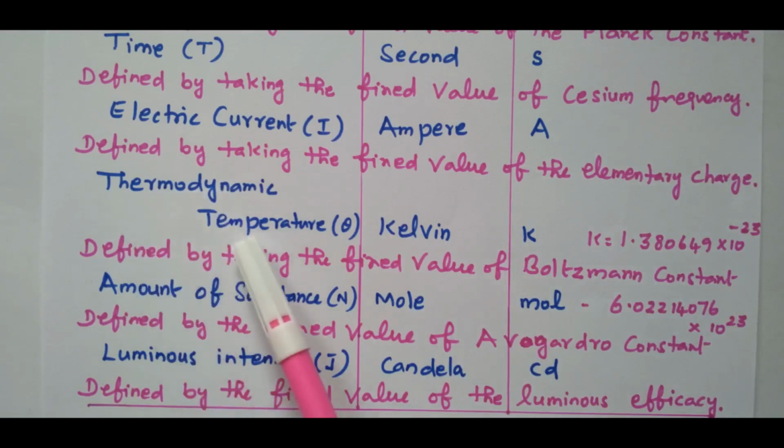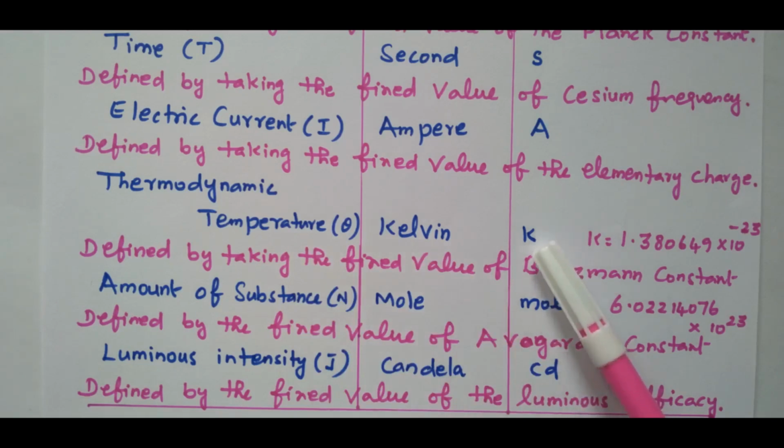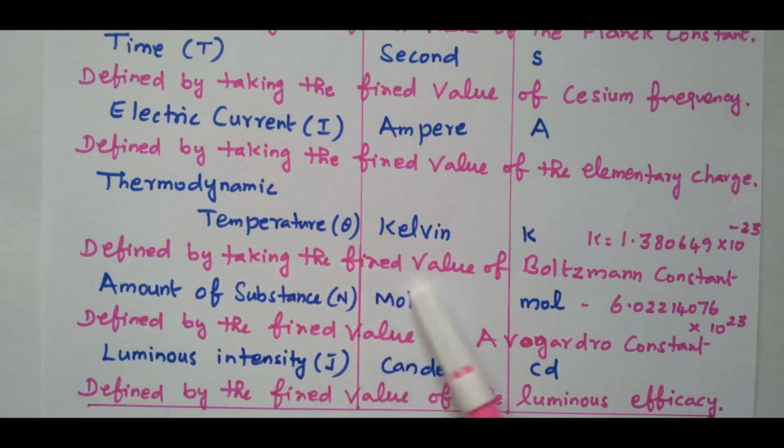Then thermodynamic temperature, theta. The unit is Kelvin, the symbol is K. We know that temperature is measured in Kelvin. Another one, Celsius, is available, but Kelvin is the base. How do we measure Kelvin? Defined by taking the fixed value of the Boltzmann constant. This Boltzmann constant will define the temperature, 1 Kelvin. That is, k equals 1.380649 times 10 to the power minus 23. So that will define the Kelvin.